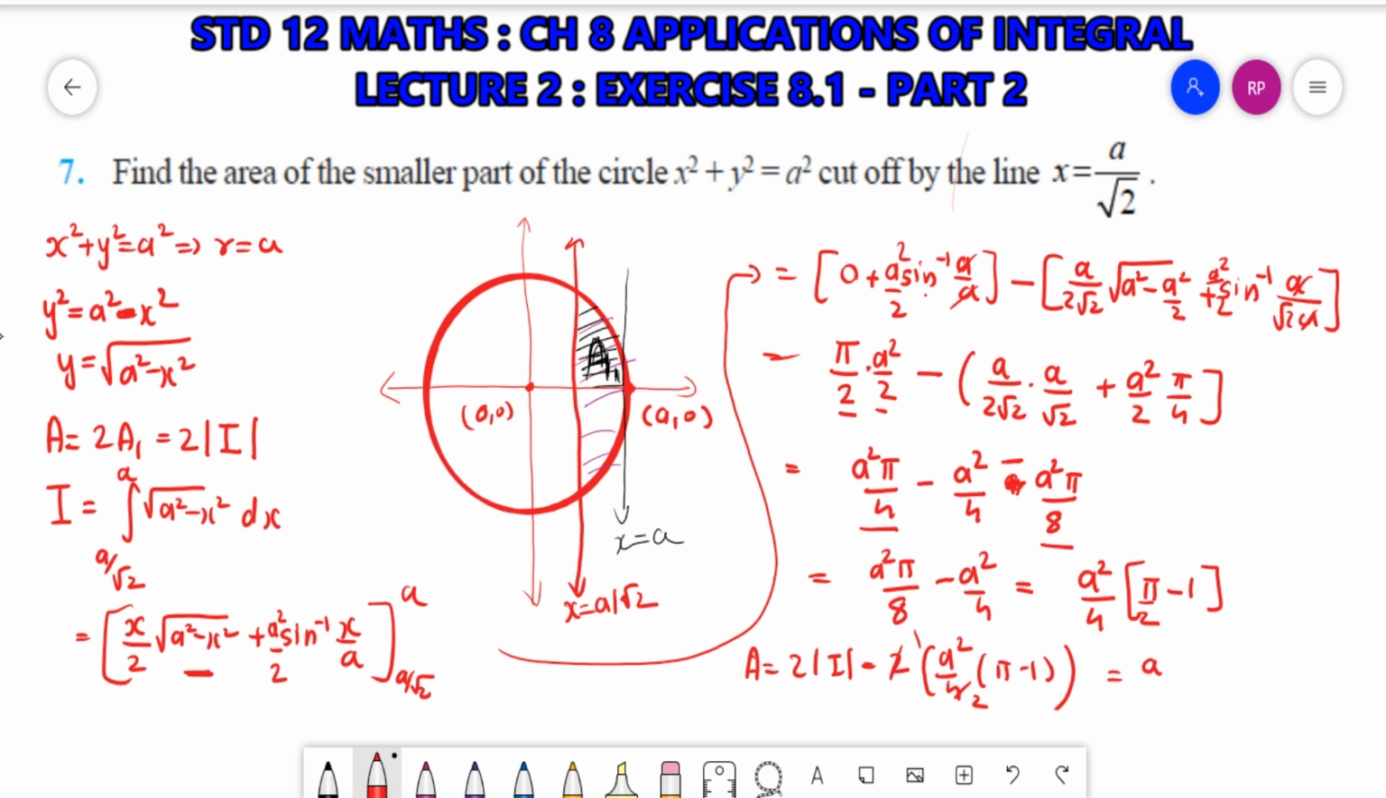It will be pi by 2 minus 1. Now this will be equal to twice a square by 4 into pi by 2 minus 1. 2 ones are 2, 2 twos are 4. So the required area is a square by 2 into pi by 2 minus 1 square unit.